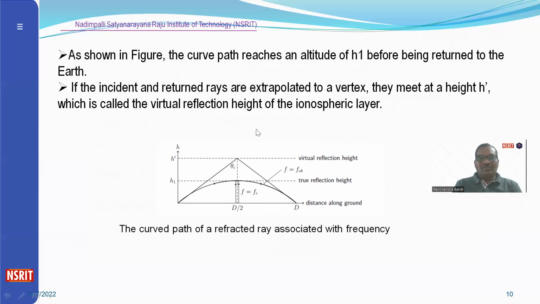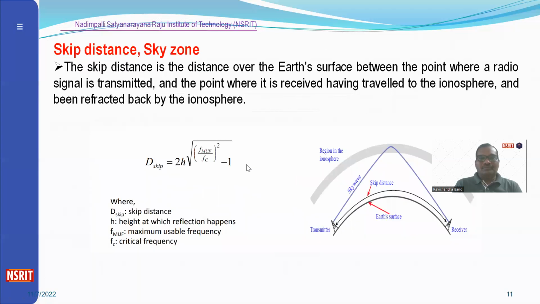What is the use of this virtual height? The use of this virtual height is to find the distance between the transmitting and receiving antenna. Next, we will move to the skip distance or skip zone.